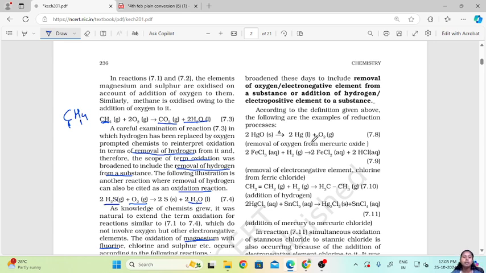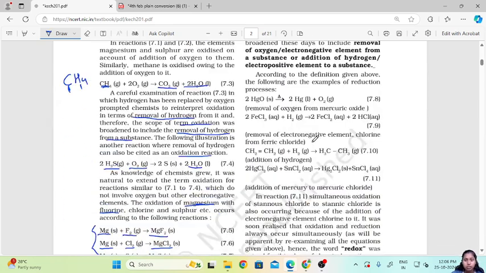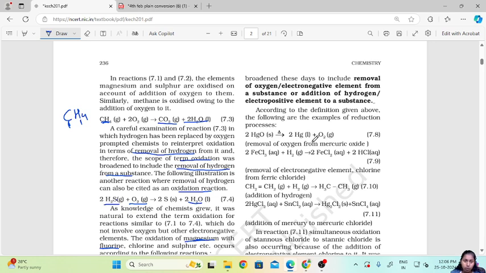Okay, if you learn the definition of oxidation, that is addition of oxygen or electronegative element to a substance, or removal of hydrogen or electropositive element from a substance. Okay, straight opposite to that is what reduction is. Now, according to the definition given above, the following are the examples of reduction process.